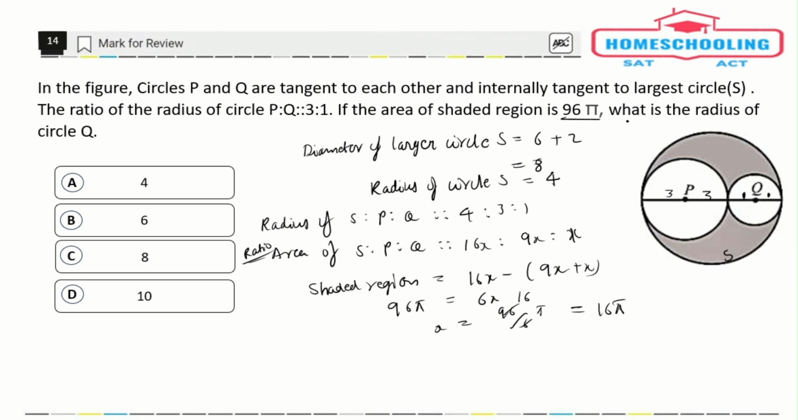Ultimately, we have to find the radius of circle Q. So the area of circle Q, as we know, from here we can say that the area of circle Q is x.